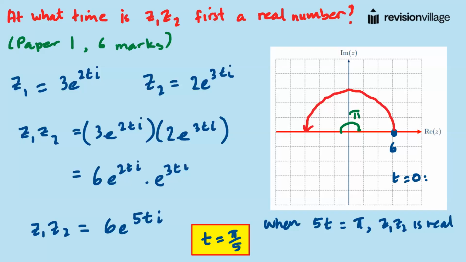So there's a variety of questions that could be asked like that, which we're not going to go through all of those today. This was an example, but just to highlight at this point, because we've got a little bit of time, the question was, when is this first a real number? This question could have asked, when is z1 times z2 first an imaginary number?